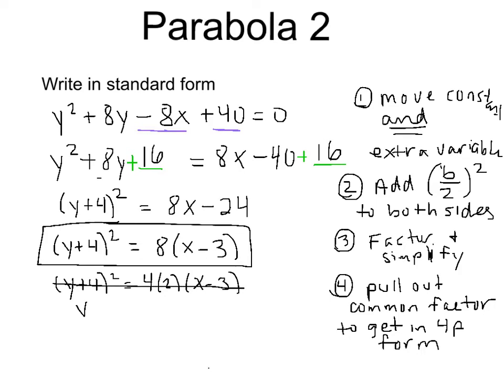So you're going to tell me the vertex is at positive 3, negative 4, because we always go x then y. You're going to tell me that p is equal to positive 2, because 4 times positive 2 is equal to 8. And then you're also going to tell me that this graph opens to the right, because my y term is squared and my p value is positive, so we know that it opens to the right.